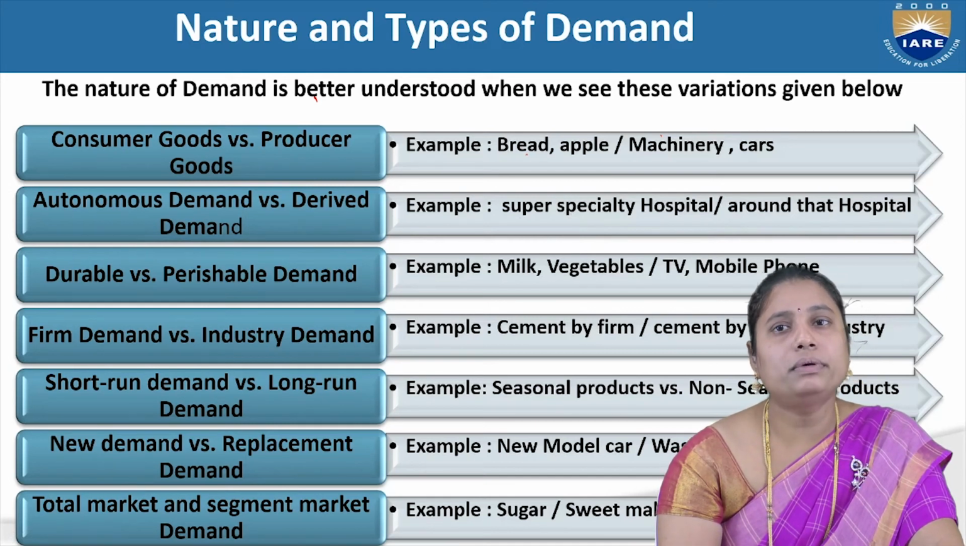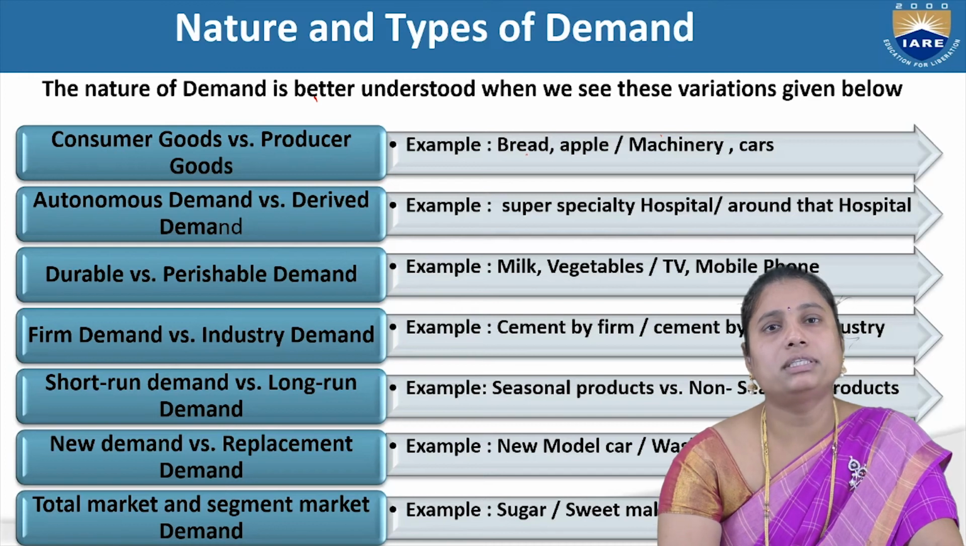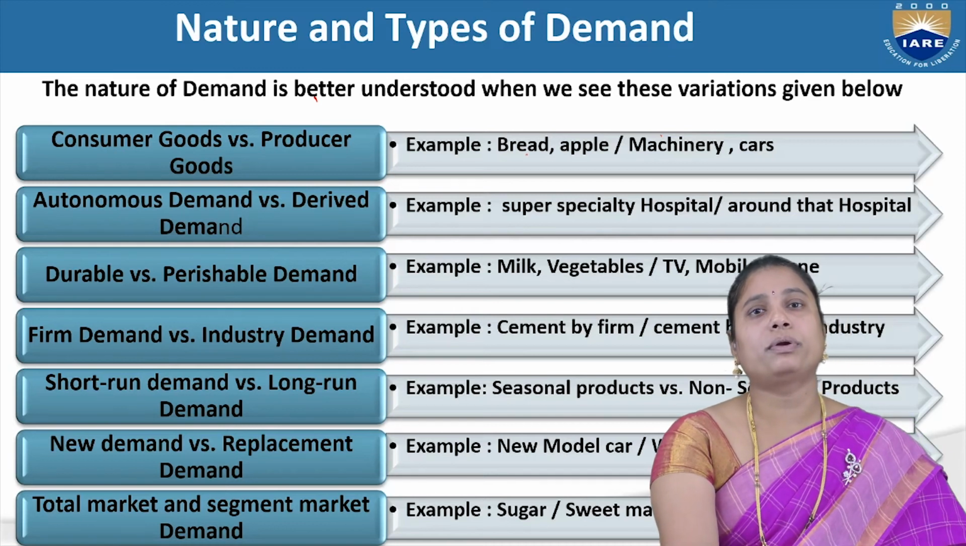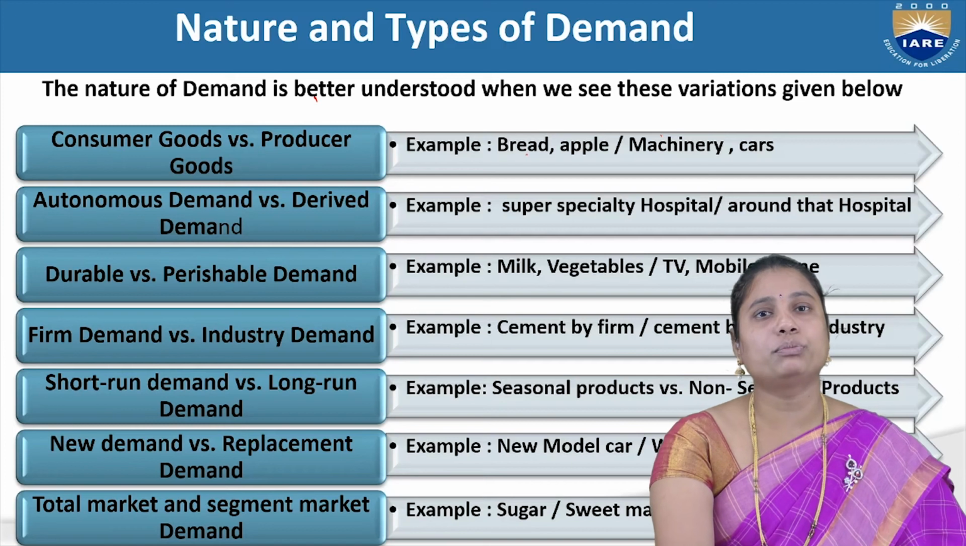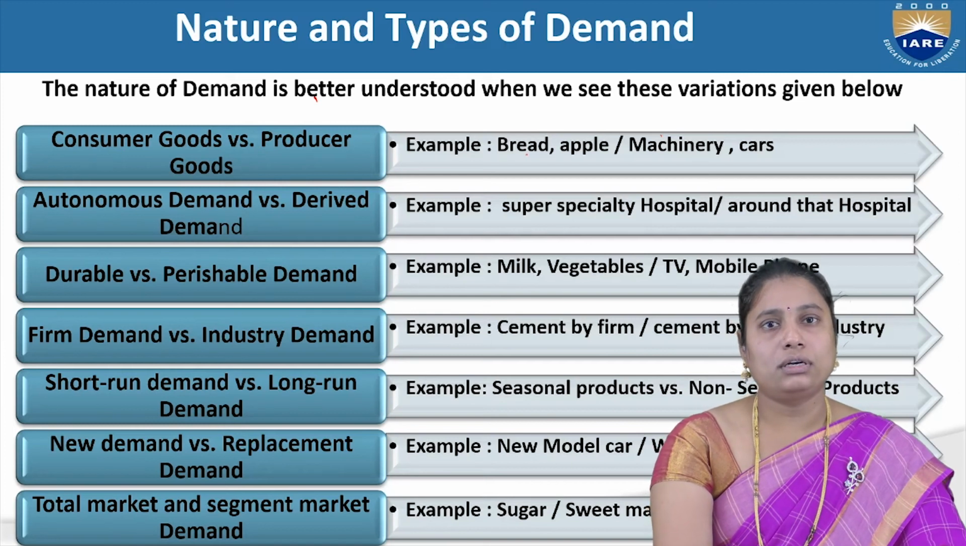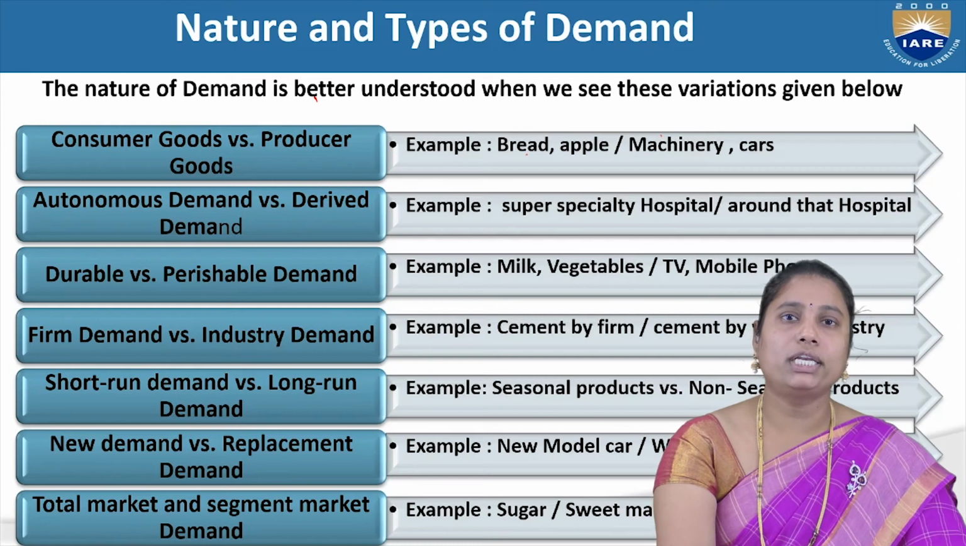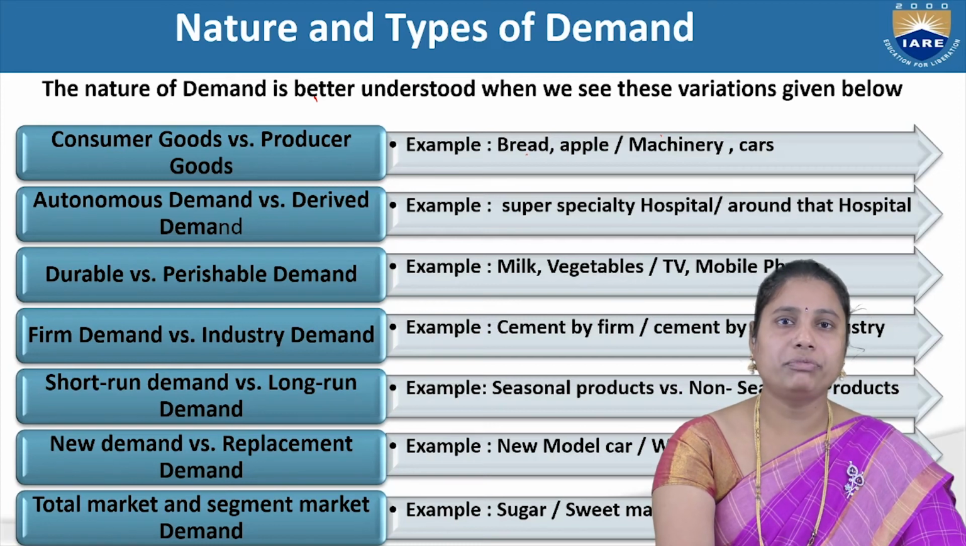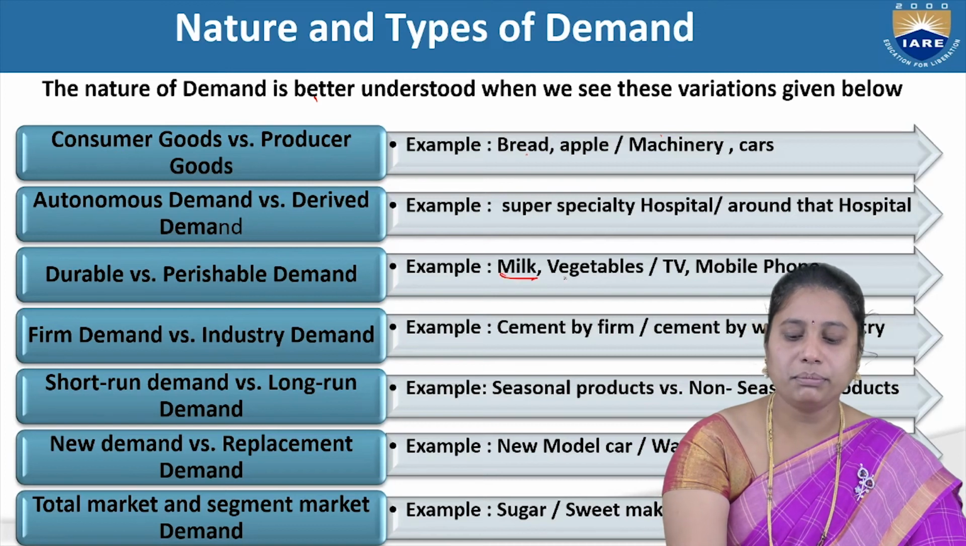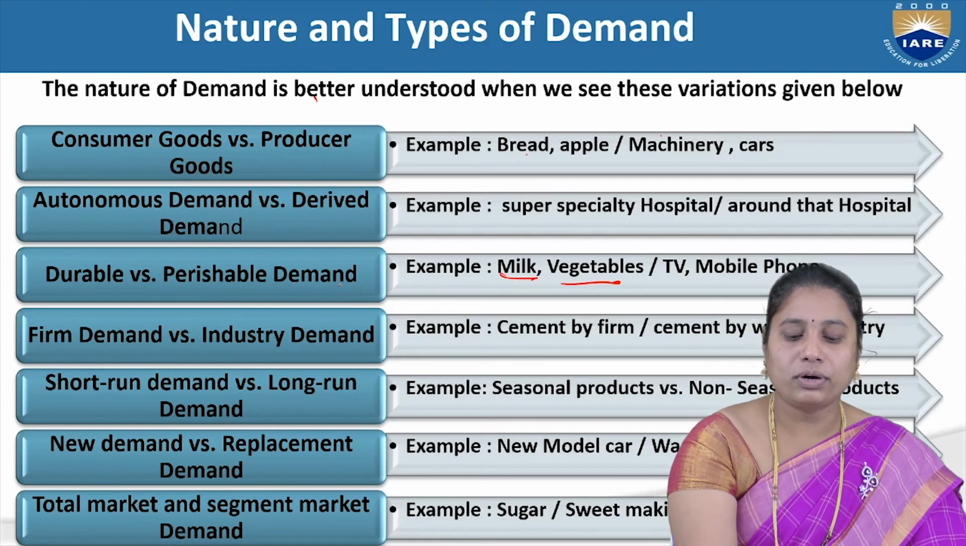Then durable demand and perishable demand. Durable demand is the demand existing for durable products, whose life is more than one year or a longer period. The goods which spoil within one year or within one week, unless preserved, are called perishable goods. For example, milk and vegetables are perishable products.